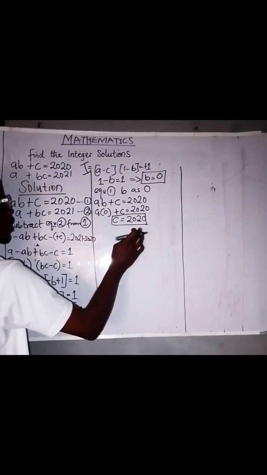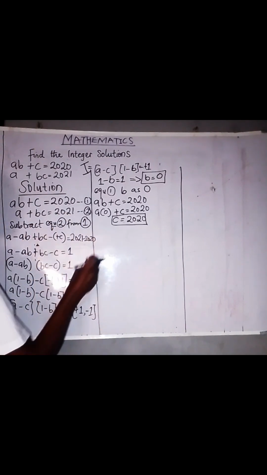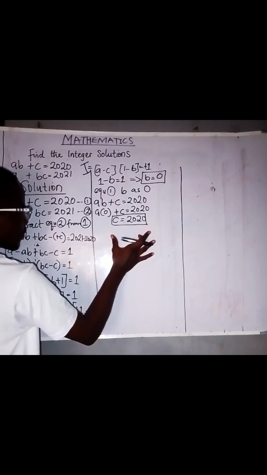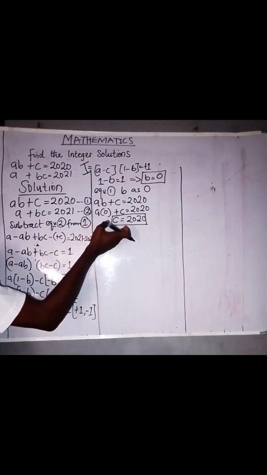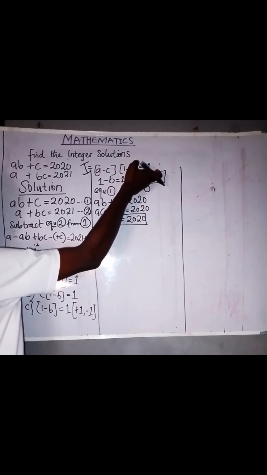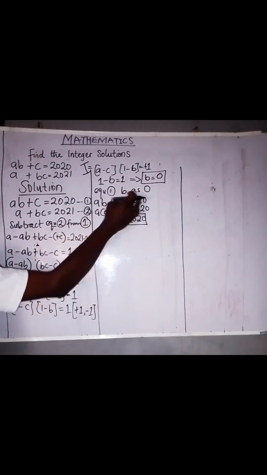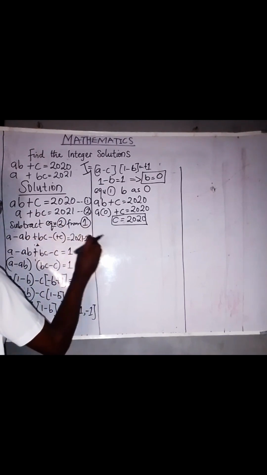I've gotten c. Now to get a, I also substitute b as 0. Anywhere I see b, I'll put 0, from any equation. I did equation 1, so from equation 2 this time, for me to get my letter a from equation 2.